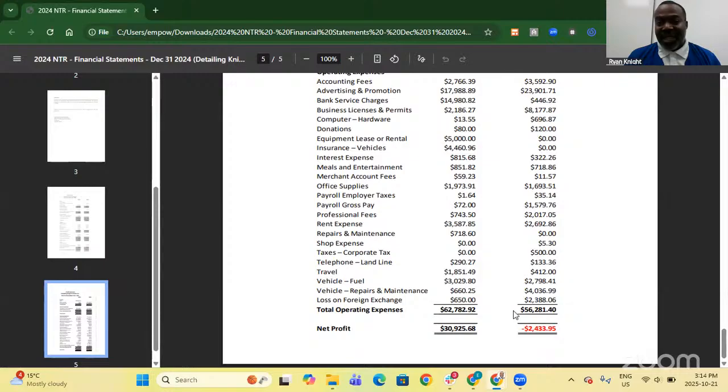So our expenses didn't go up too much, but we were able to execute and have more sales. So that helped with the net profit.